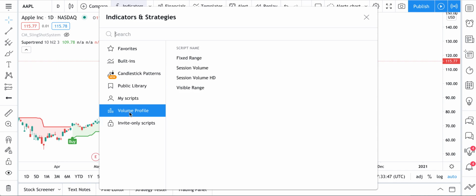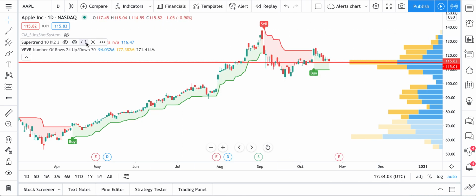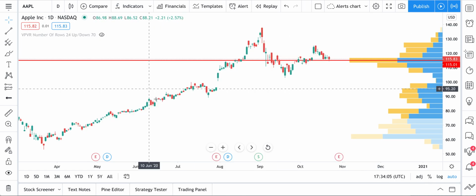Let's now look at Volume Profile. As you can see, we're nearing the end here. There's invite-only scripts, but let's just stick to Volume Profile at the moment. Volume Profile are some built-in indicators and strategies for examining volume. Super powerful. You want to see where volume is and how that relates to price.